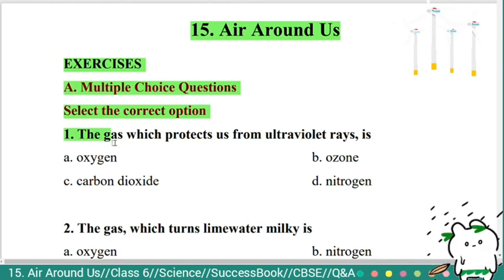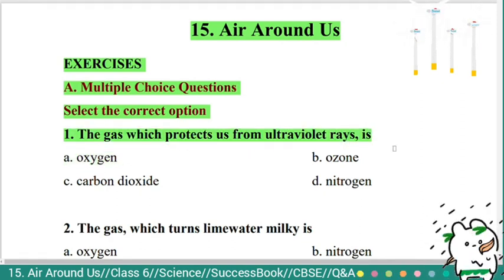First question is, the gas which protects us from ultraviolet rays is, the given options are A. Oxygen, B. Ozone, C. Carbon dioxide, D. Nitrogen. Here the correct answer is option B, Ozone. The gas which protects us from ultraviolet rays is ozone.